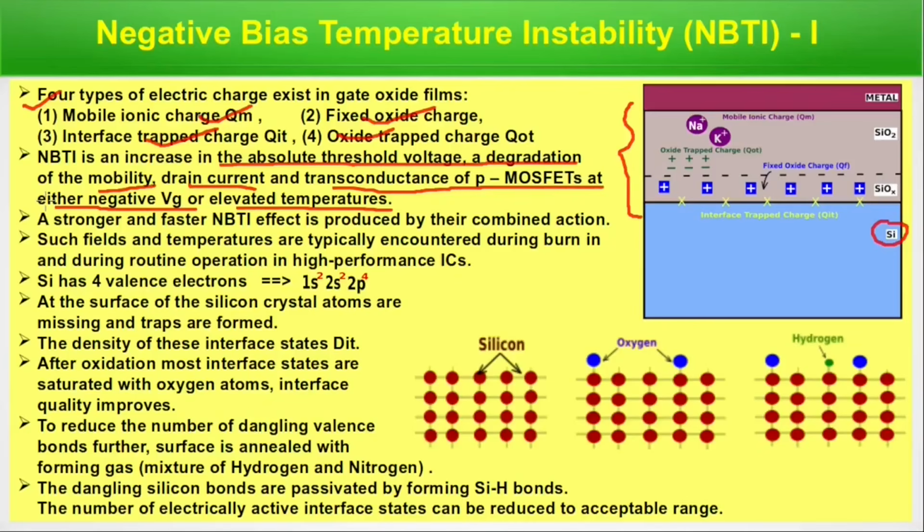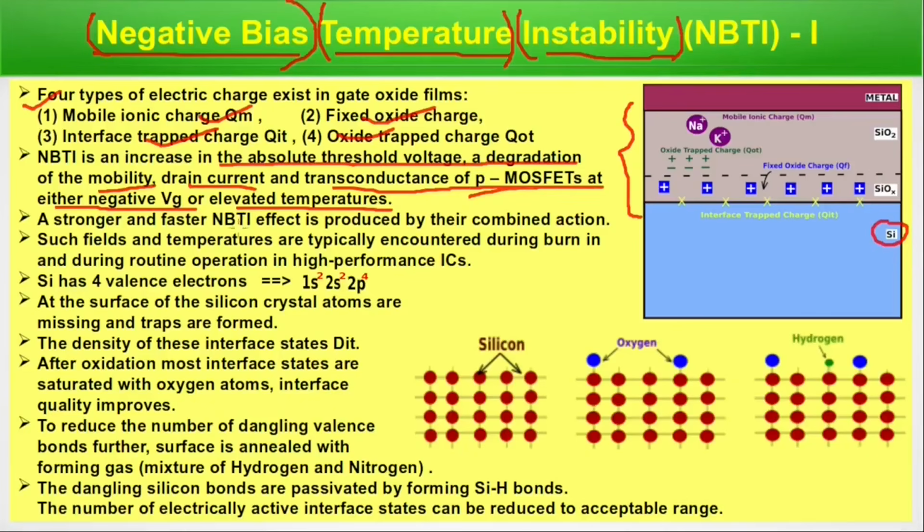This bunch of parameters gets degraded in case of negative bias temperature instability, or NBTI, and it creates an instability. From the name, 3 things we can understand: negative bias, temperature, and instability. And for these 2 parameters, this instability basically occurs. So that happens with P-type MOSFET at either negative voltage or elevated temperature.